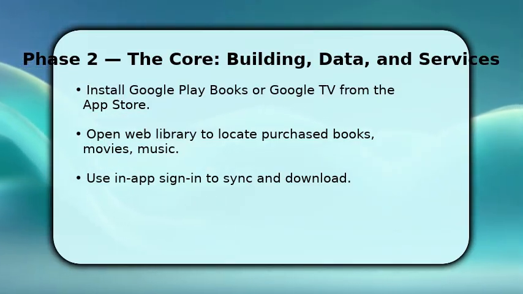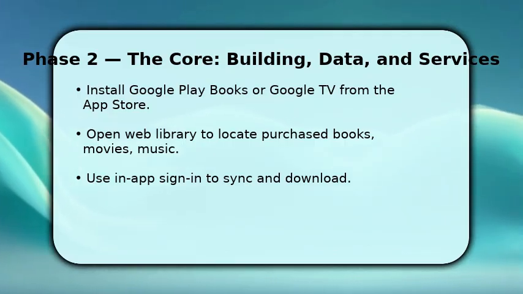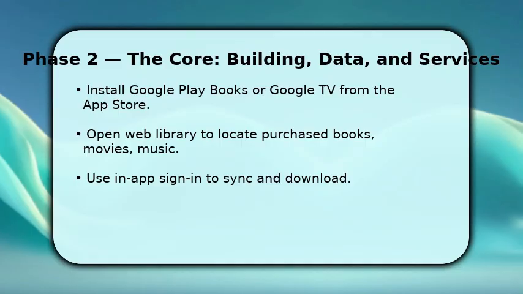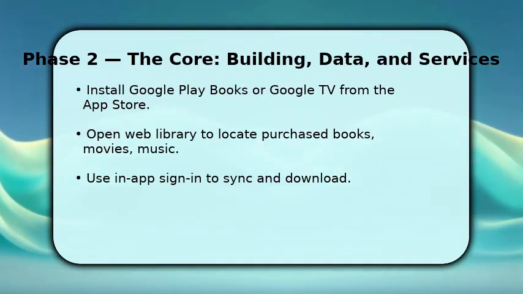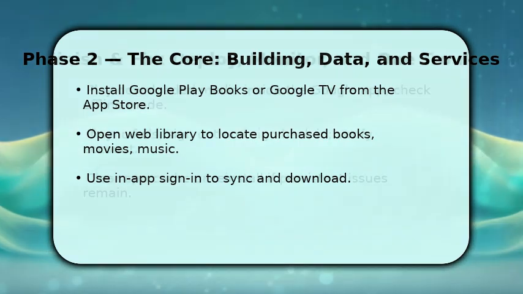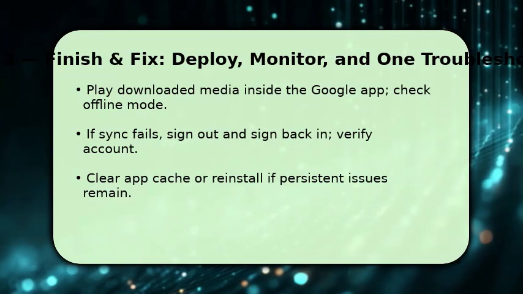Make sure to allow storage permission so files can be saved for offline use, and use Wi-Fi for large downloads to save mobile data. To finish, open the Google Books or Google TV app and play or read your downloaded items. Adjust playback quality in settings if needed.